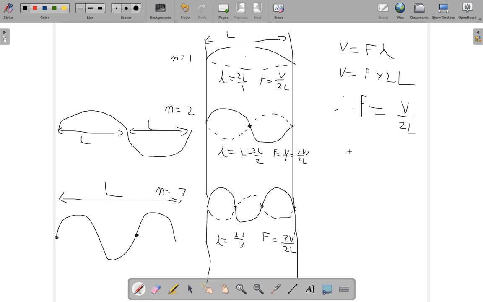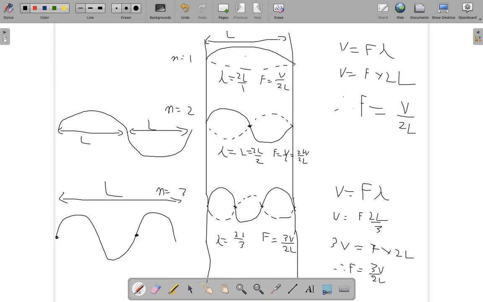Now using this again, V equals F times lambda, we get V equals F times 2L over 3. So 3V equals F times 2L. Therefore, F equals 3V over 2L.